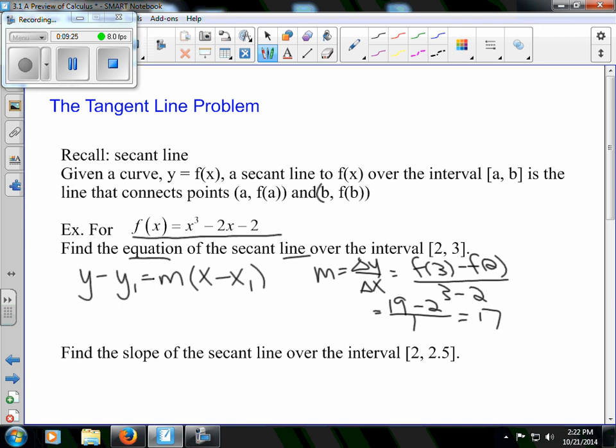Good. And now I need a point on the secant line. Well, with the secant line, if you remember, the definition was that I had 2 points on the line. One was from the x value 2, and one is from the x value 3. And so I can choose either of those x values for the location of my point. I'm just going to use 2 since it's easier. And I actually already found the y value, 2 comma 2. And I can just write y minus 2 equals 17 times x minus 2. There's an equation of the secant line. I didn't simplify it, but that's just fine.